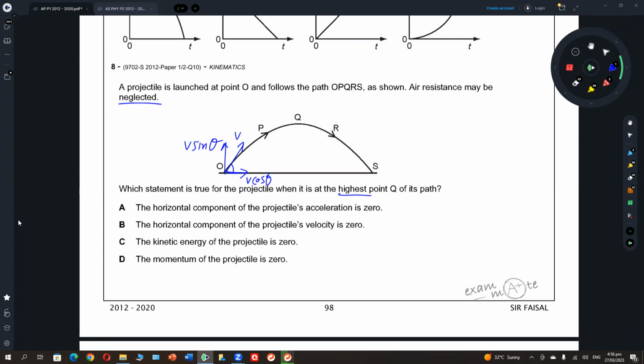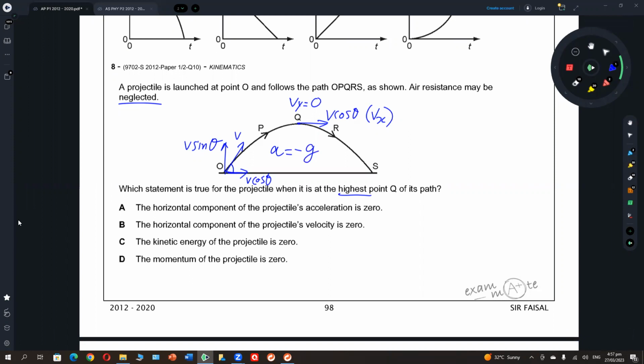When it reaches the highest point, do you remember that the velocity y component becomes 0 and only the horizontal component is left? At the highest point, the vertical component becomes 0 because it's not going upward or downward anymore. The horizontal component of velocity is left. For the whole journey, I already mentioned, a is equal to minus g.